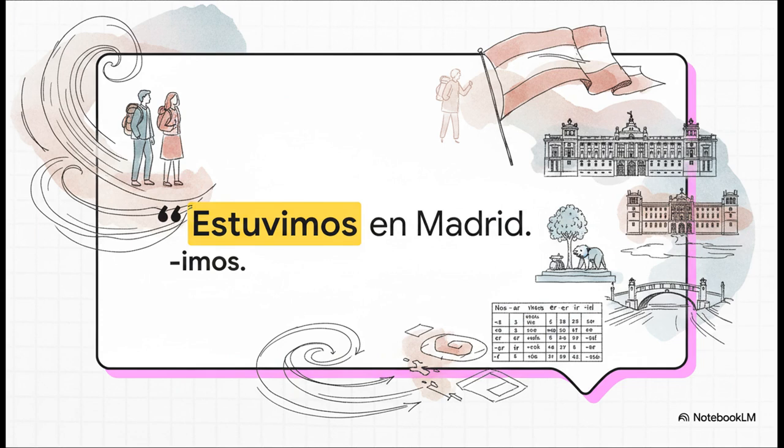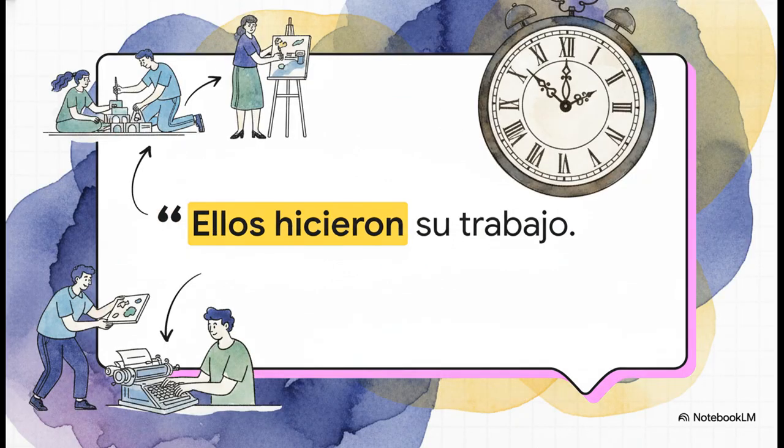Okay, this next sentence brilliantly illustrates one of the coolest, most efficient features of Spanish, honestly. Estuvimos en Madrid. Do you notice anything missing? There is literally no subject pronoun. The pronoun nosotros is completely implied just by looking at that imos ending of the verb estuvimos. You don't even have to say nosotros out loud. The verb is just doing all the heavy lifting for you. We were in Madrid.